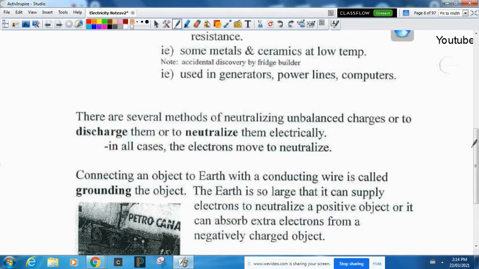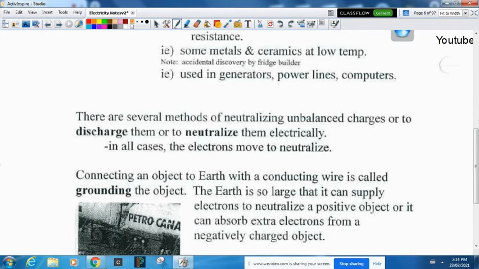Now, there are several methods of neutralizing unbalanced charge, or to discharge them is the fancy word. So discharge means to remove the charge. If something has too much minus, you've got to get the minuses off of it. If something has too much plus, you actually have to add electrons to it to discharge. In all cases, it's electrons moving to make the charge balanced again.